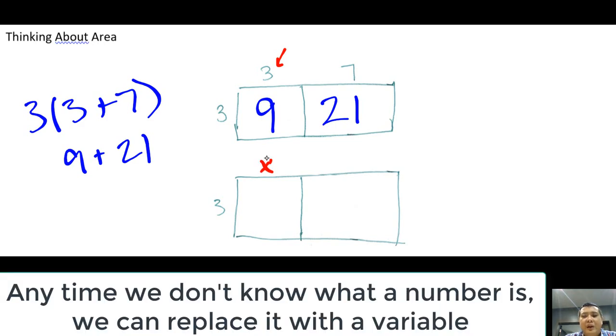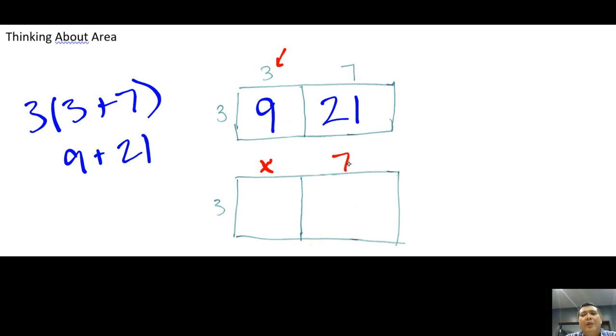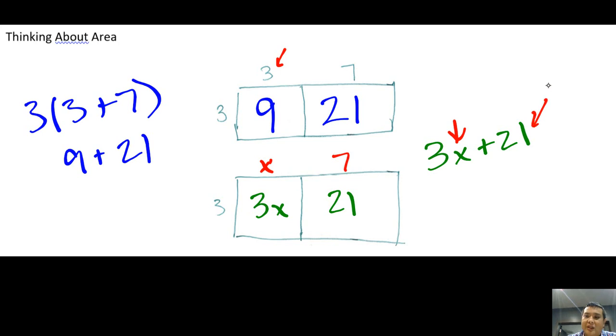Okay? Since we forgot what that number is. And then over here, this is 7. Well, then we can still find the area of these 2 different rectangles by doing 3 times x, which is 3x, and then 3 times 7, which is 21. So the total area is just the area of these 2 boxes combined, which is 3x plus 21. We can't combine these 2 because they are not like terms: one has a variable, the other one does not. This is a constant. Remember, this is a constant because it has no variable whatsoever.